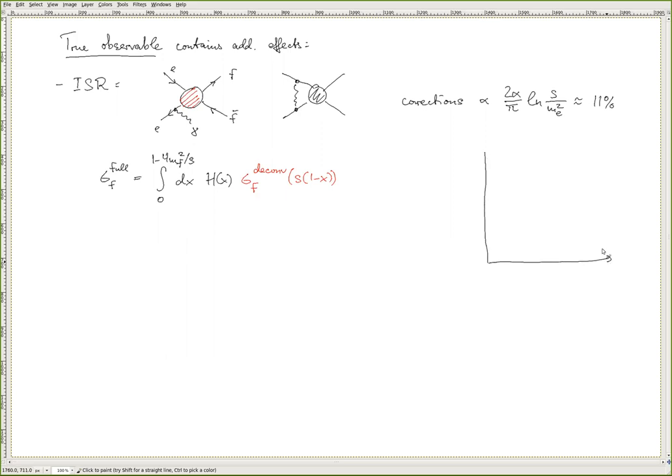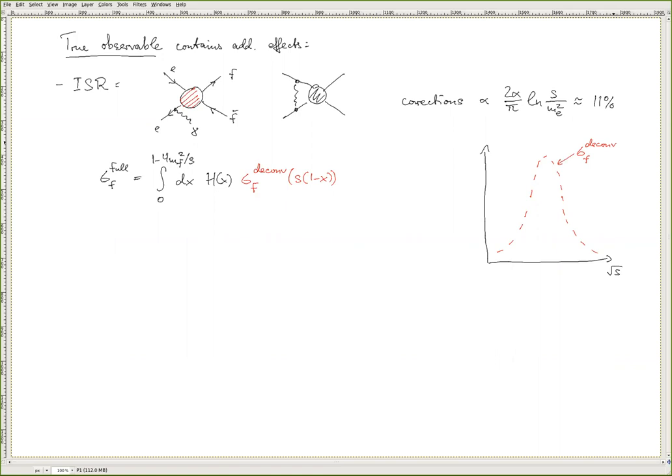If we want to sketch what is the effect of this initial state radiation, so let's sketch the cross-section as a function of center of mass energy. The deconvoluted cross-section I've drawn earlier basically has this Breit-Wigner shape. So it's a symmetric bell curve. The subscript F just refers to the fermions that are produced in a final state.